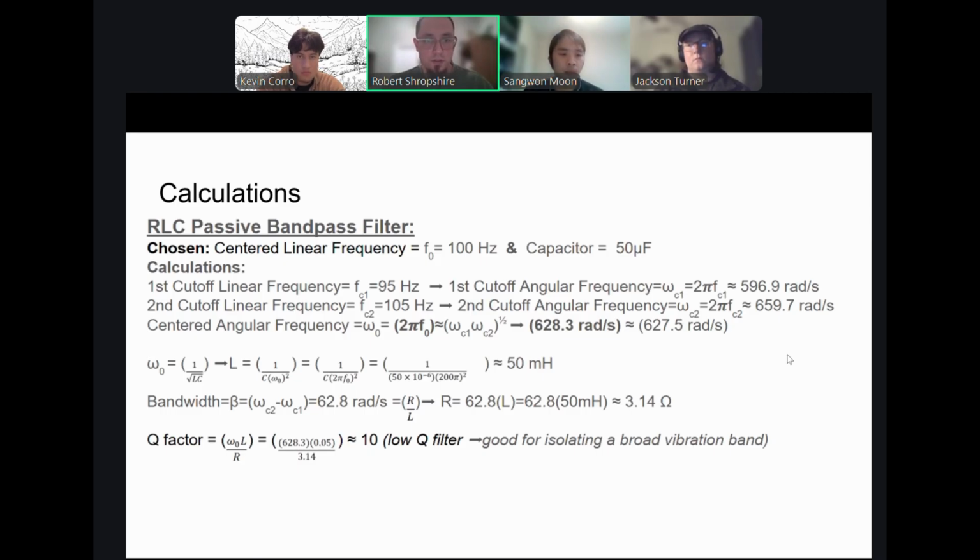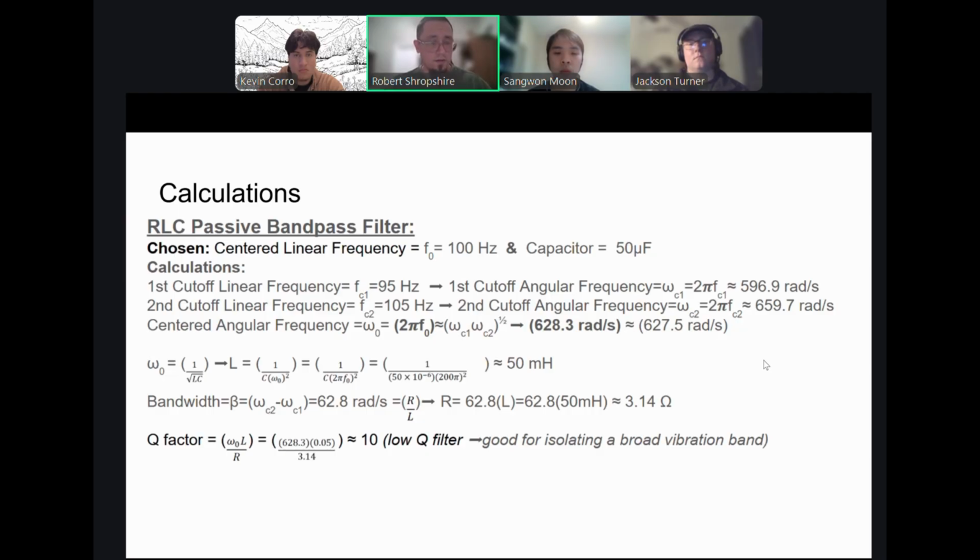We chose the centered linear frequency to be 100 hertz and the capacitor's value to be 50 microfarads. We also chose the cutoff linear frequencies to be 95 and 105 hertz, and then calculated the angular cutoff frequencies as shown. Then we calculated the centered angular frequency twice using two different methods. The method we used in our future calculations is highlighted in black.